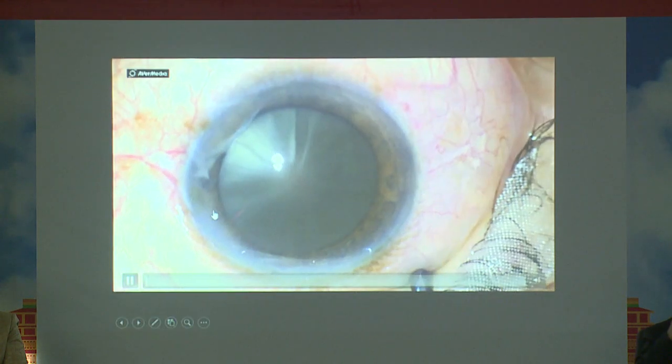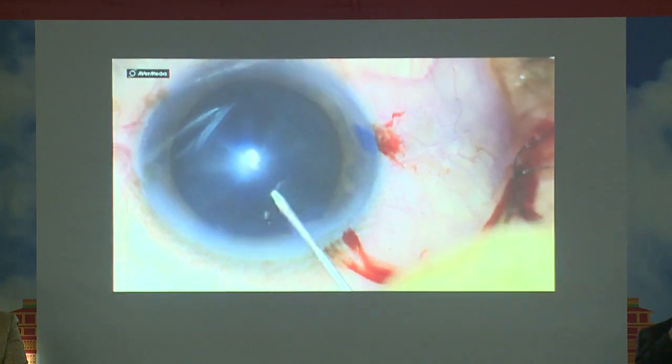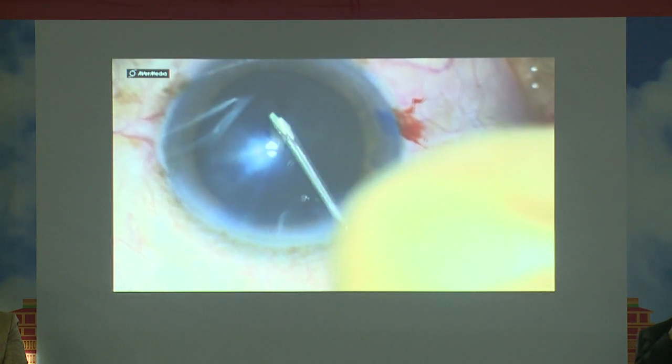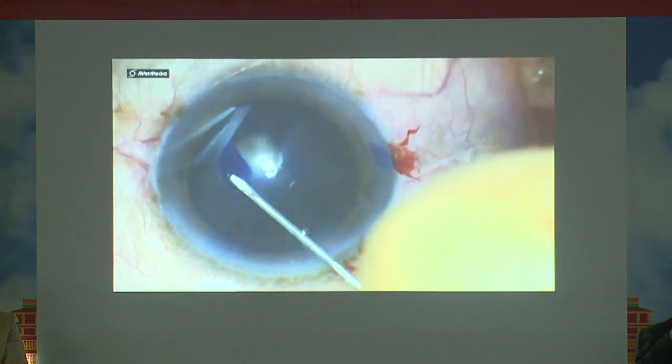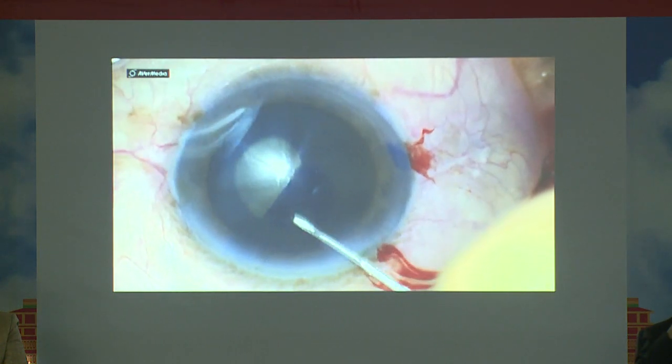This is again a hard brown cataract. Again the same technique: making the two side ports, nice staining of the anterior capsule, and making a decent size of the capsule rhexis. We should not make a smaller rhexis.